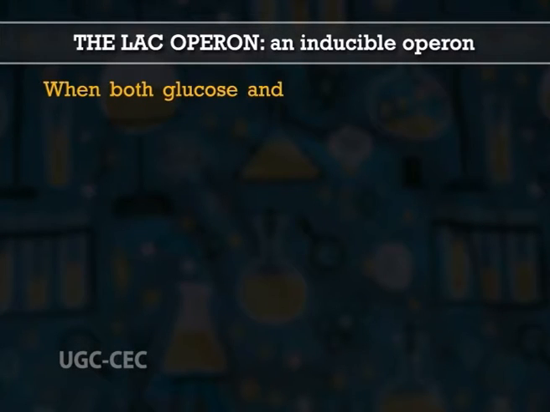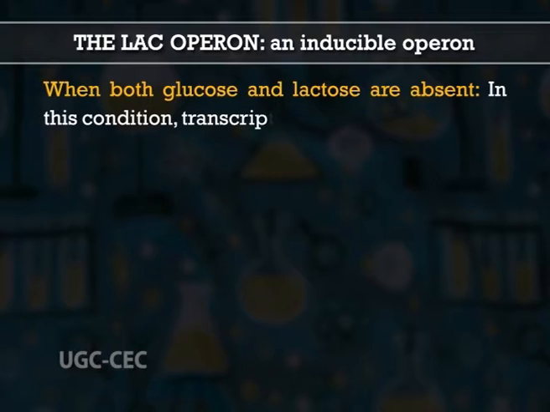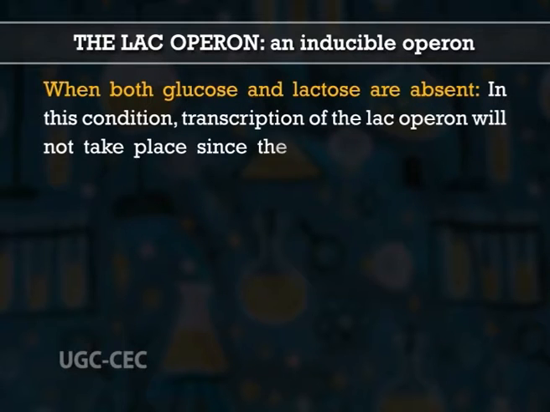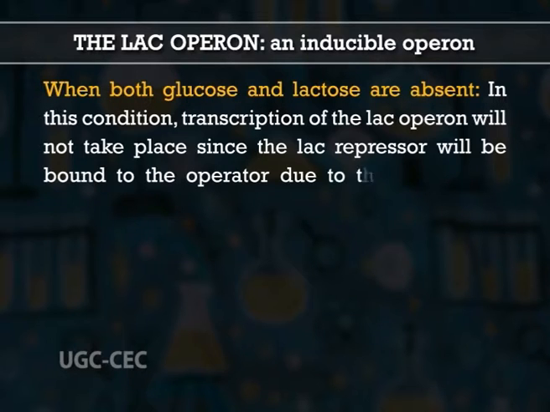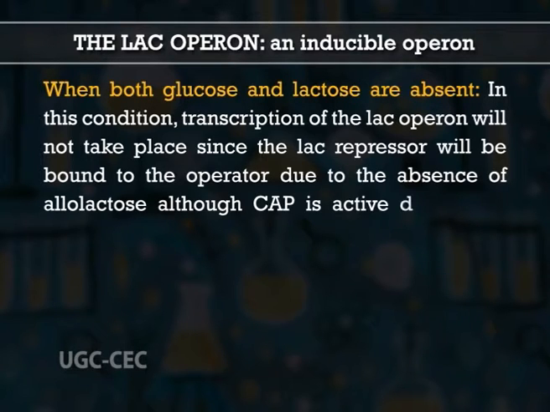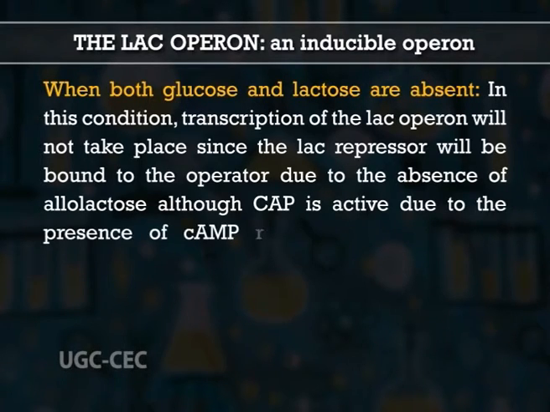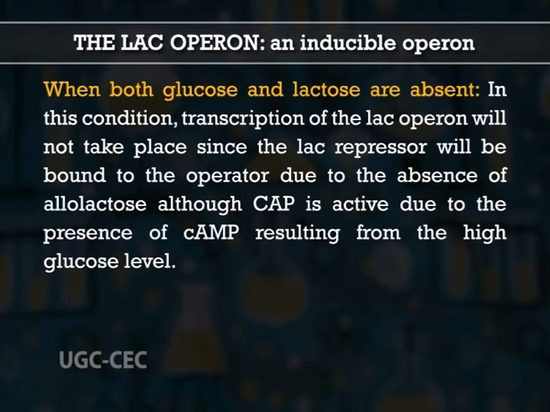When both glucose and lactose are absent. In this condition, transcription of the LAC operon will not take place, since the LAC repressor will be bound to the operator due to the absence of allolactose, although CAP is active due to the presence of cAMP resulting from the low glucose level.